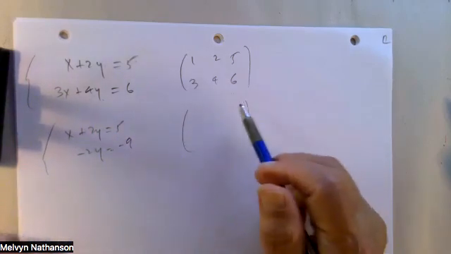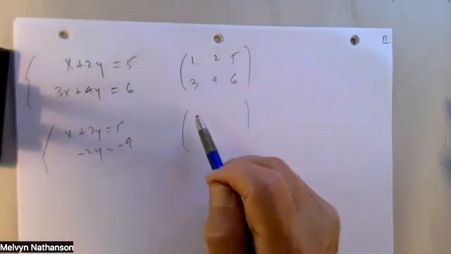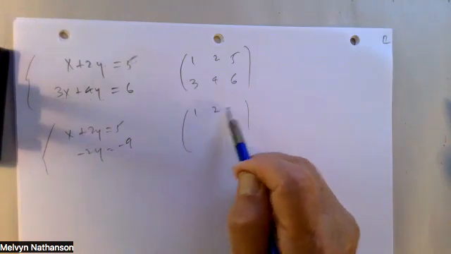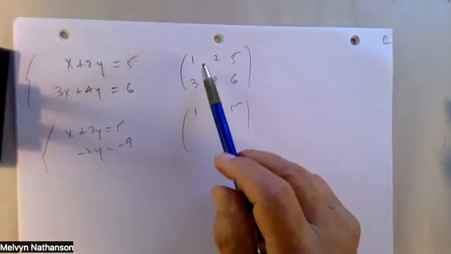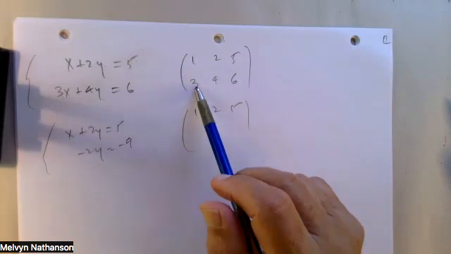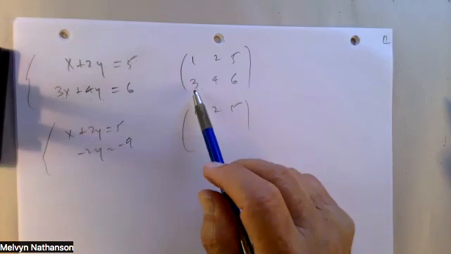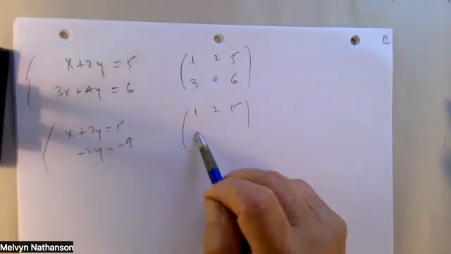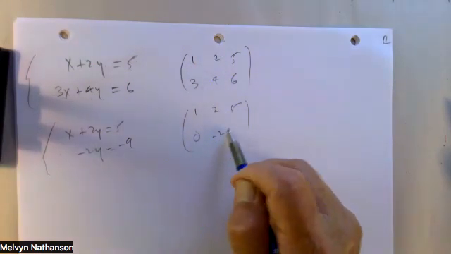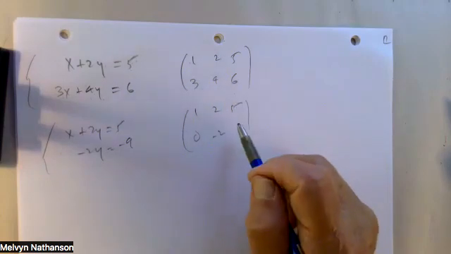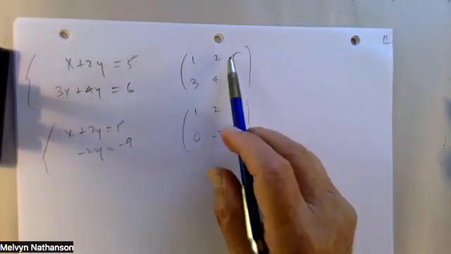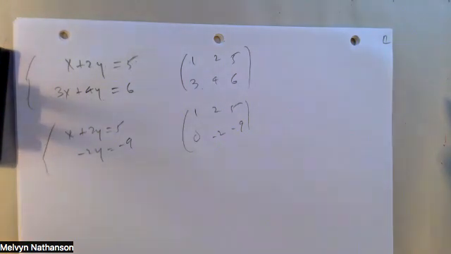What does that correspond to with the matrix? I have the matrix 1, 2, 5, and I'm subtracting 3 times the first row from the second. So this row minus 3 times this row. 3 minus 3 is 0. 4 minus 6 is minus 2. 6 minus 15 is minus 9.